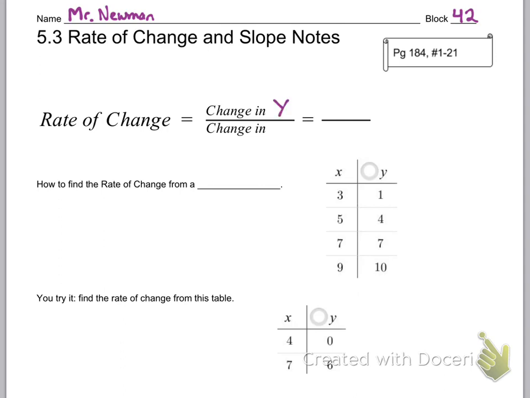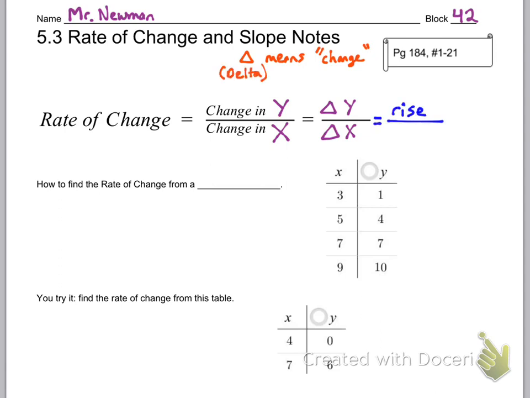So let's get started. First of all, the rate of change is the change in y divided by the change in x. Now, since mathematicians are lazy, we say delta y over delta x. That delta means change, and that little triangle, that's what we call that delta, all right?